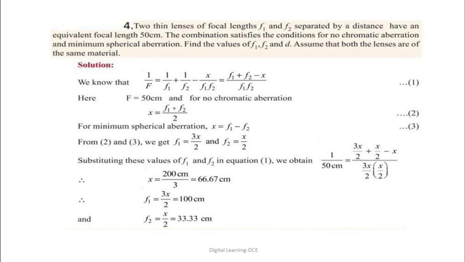66.67 cm, if we truncate to two decimal digits. Therefore, f1 is equal to 3x/2, which is equal to 100 centimeter, and f2 is equal to x/2, which is equal to 33.33 centimeter.